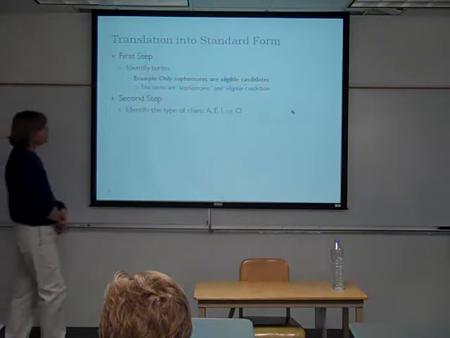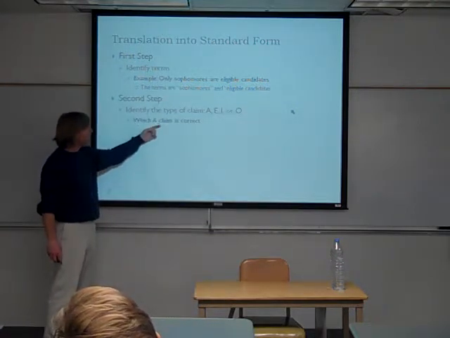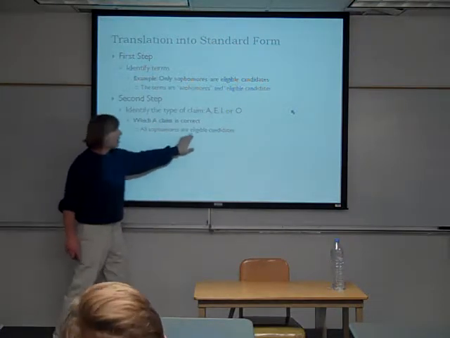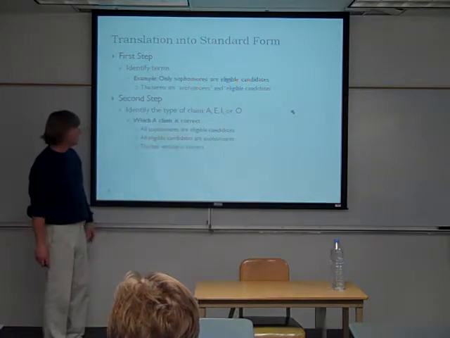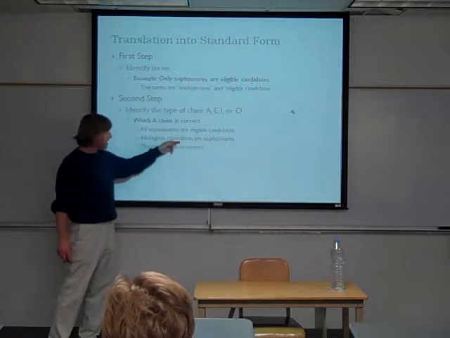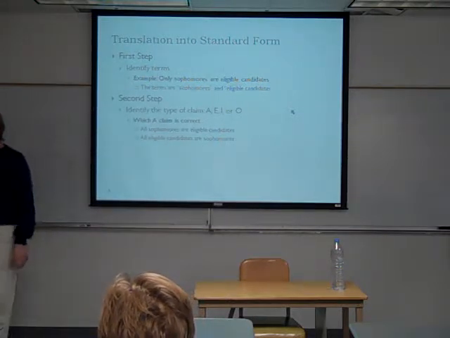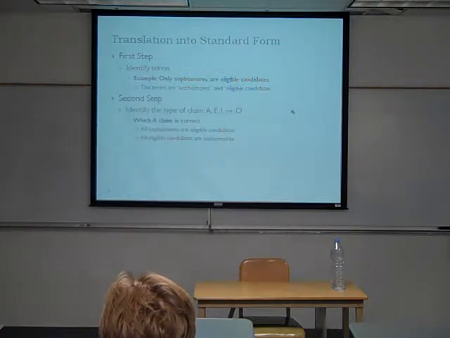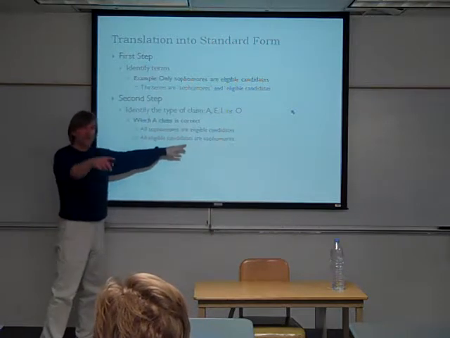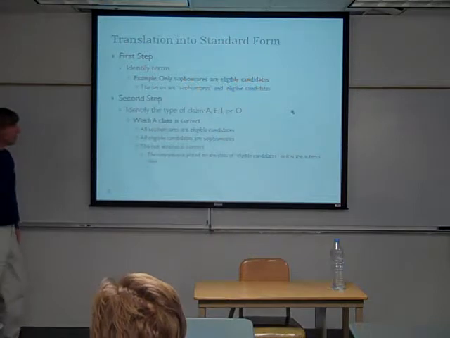Second step is going to be to identify the claim. Which A claim is correct? A, all sophomores are eligible candidates. B, all eligible candidates are sophomores. Now you've got to pick which one's correct here. Which one is correct? I just gave you the answer. B. Very good. All eligible candidates are sophomores. Is that you, Vivian? Very good. It's the last version.